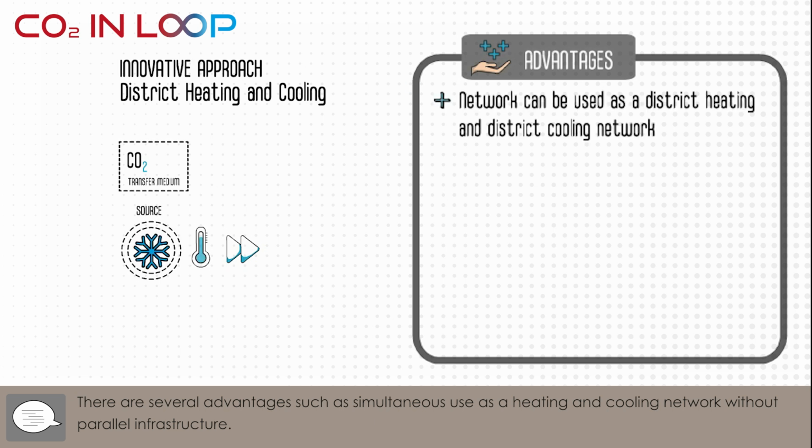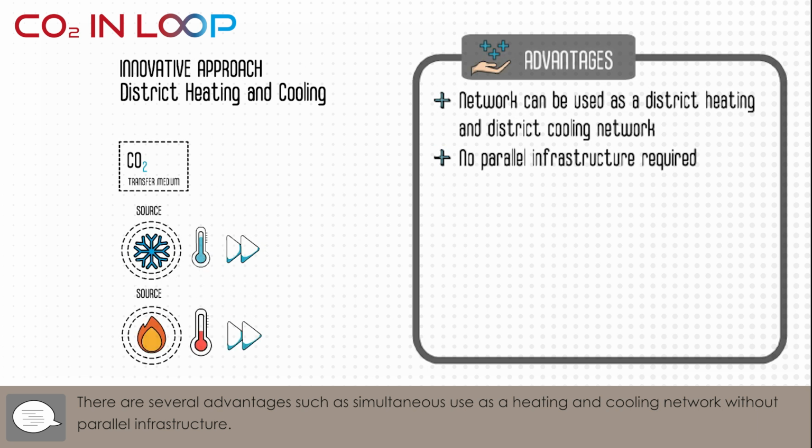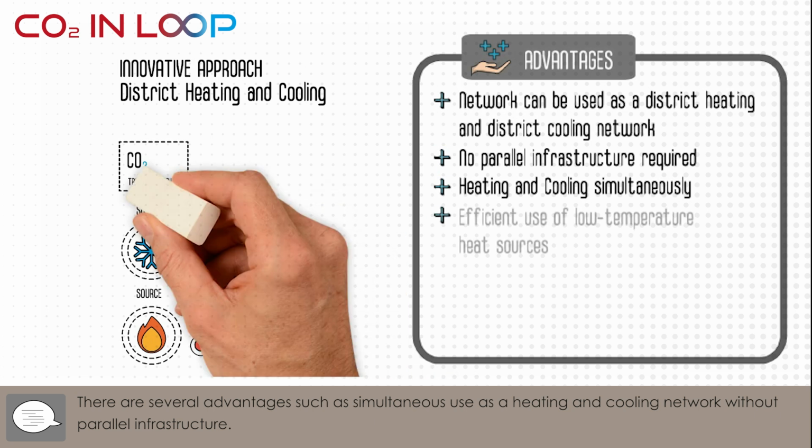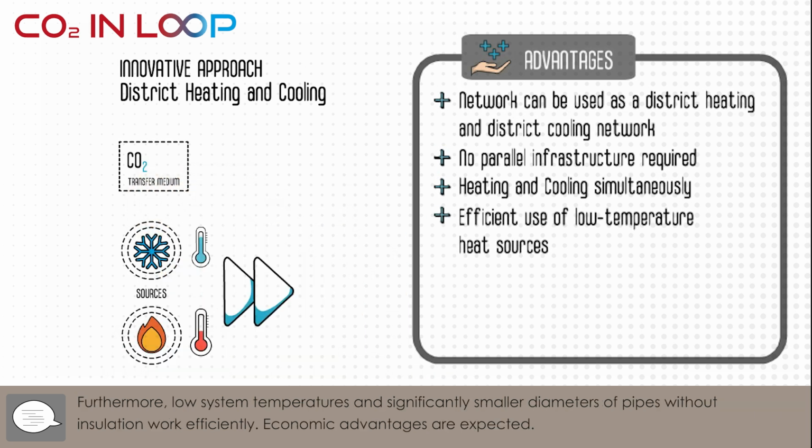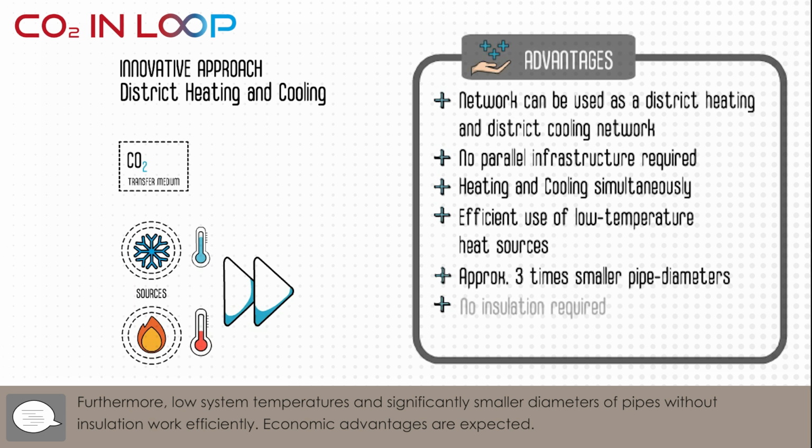The network can be used as a district heating and district cooling network. No parallel infrastructure is required for heating and cooling. Heating and cooling can take place simultaneously. Due to the low system temperatures, low temperature heat sources can be integrated efficiently. Pipe diameters are approximately 3 times smaller. No insulation of the pipes is required, and there are several economic advantages.